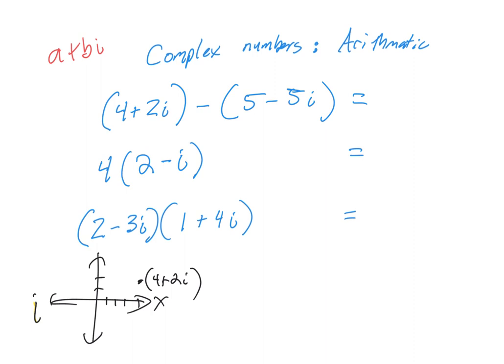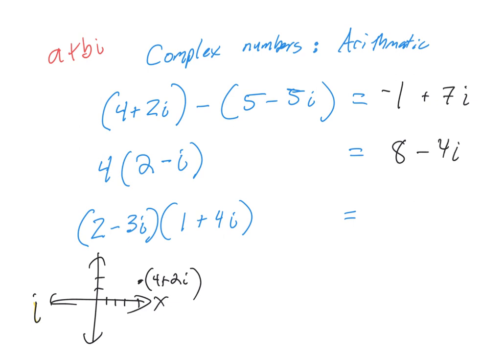But up here, arithmetic is actually quite simple, thinking of i as a variable, even though it's not a variable. 4 minus 5 is negative 1, and 2i minus a negative 5i, so minus a negative is plus a positive, so that's going to be plus 7i. Pretty simple, pretty straightforward. The distributive property works the same way, 8 minus 4i.